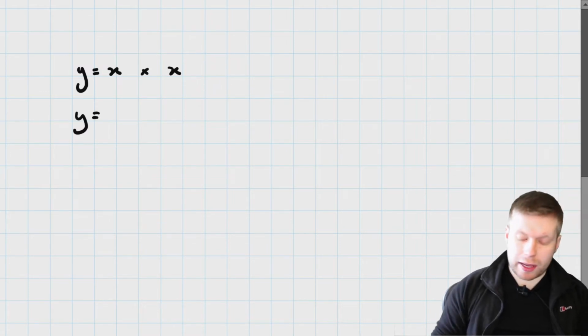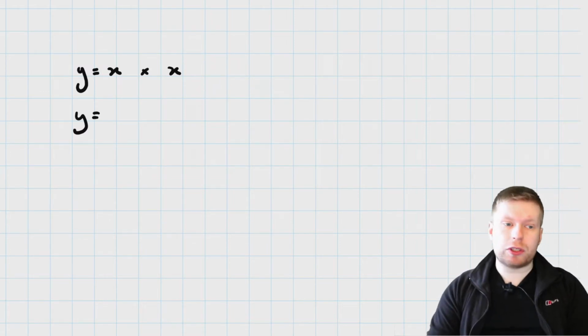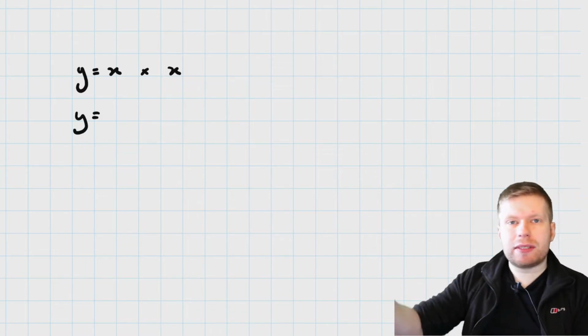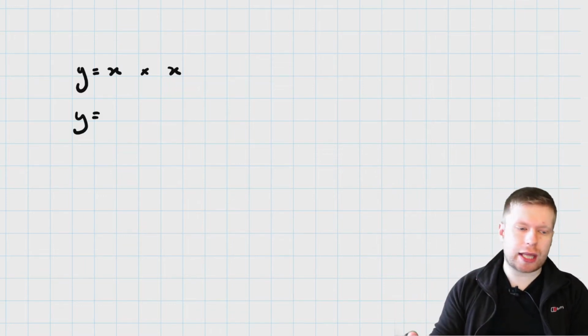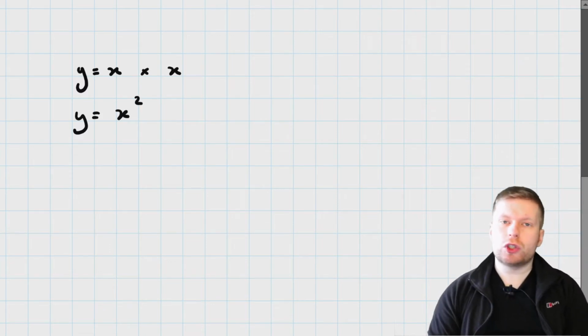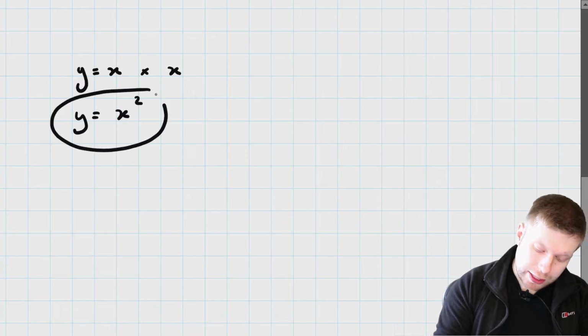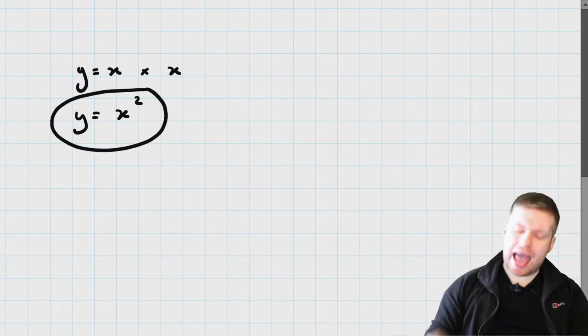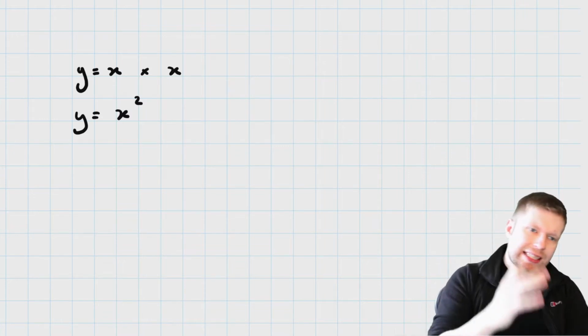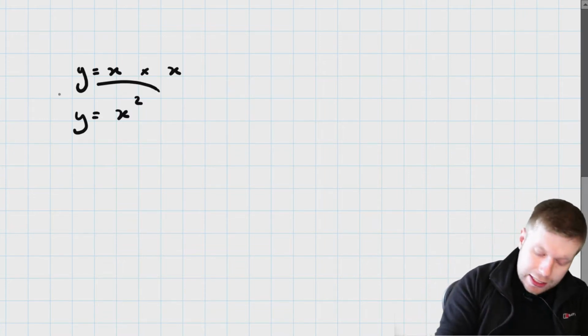One way that we can make this nicer is using our power notation or exponent notation. Instead of writing x times x, we've got repeated multiplication there, which you can just basically say take x and multiply it by itself 2 times. In other words, we get ourselves y equals x squared. Fantastic. So now let's have a look and see, what does this graph look like?